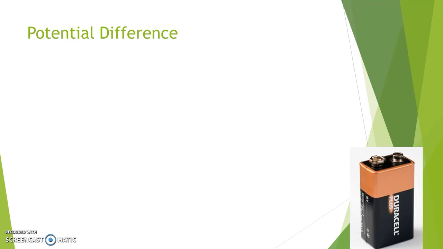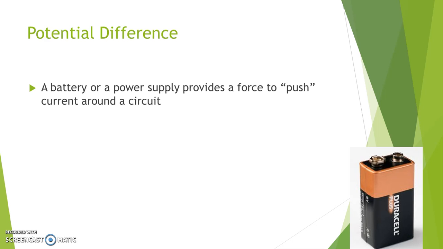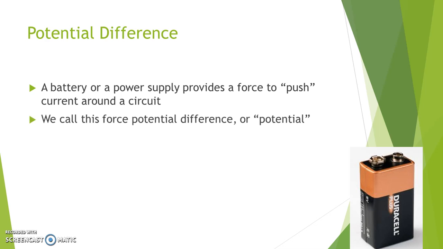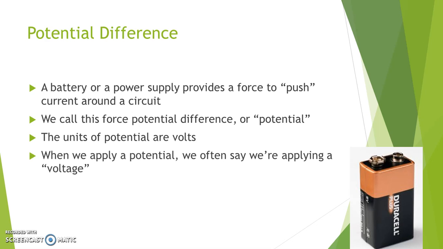We need to get through some of the basic components of circuits, so we'll start with the thing that makes current move through a circuit, and that's a potential difference. So if we have a battery or a power supply, it'll push current around a circuit, and the force or the push involved, we call it potential difference, or sometimes we'll just call it a potential. The units of potential are volts, and this term has become so prevalent that instead of saying we apply a potential, we'll say we're applying a voltage.